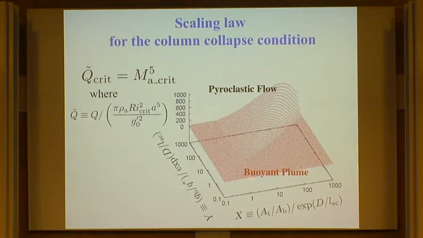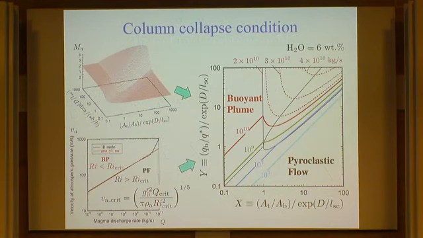Can you just go back to the previous slide for a second? Sorry. You've got this curve here, and you've got buoyant plume on this side, pyroclastic flow on the other. What happens inside this line? Is it the buoyant plume or pyroclastic flow? Buoyant plume, yeah. And what if you move to the right? This is buoyant plume. So above this curve, buoyant plume, and below this curve, pyroclastic flow, for magma discharge rate 10 to the 10th. Okay, now I understand.